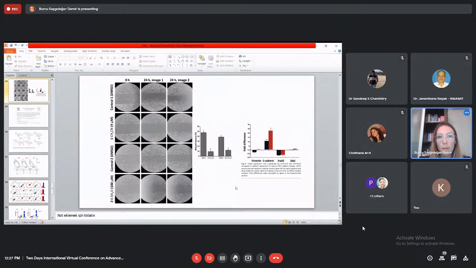The one on the left is the scratch assay, or the other name is wound healing assay. First, we plant cancer cells on plates with a diameter of 3 centimeters. When the cells cover the entire area, we slit the cells with a pipette tip. The name of this is wound healing.